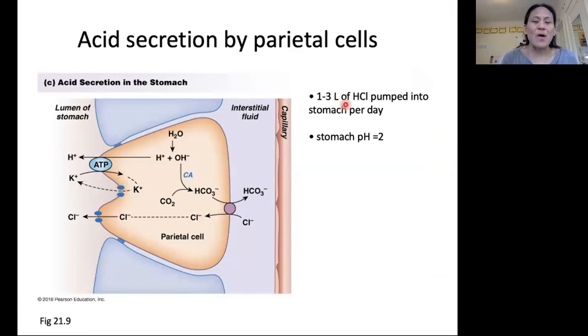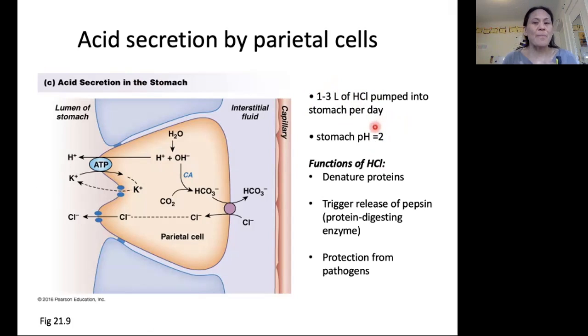First, I want to talk about the significance of the acid secretion, the kinds of functions that it carries out, and so on. Okay. So first of all, we secrete 1 to 3 liters of hydrochloric acid into the stomach every day. So that's quite a lot. That acid brings the stomach pH down to 2. So that is a pretty low pH.